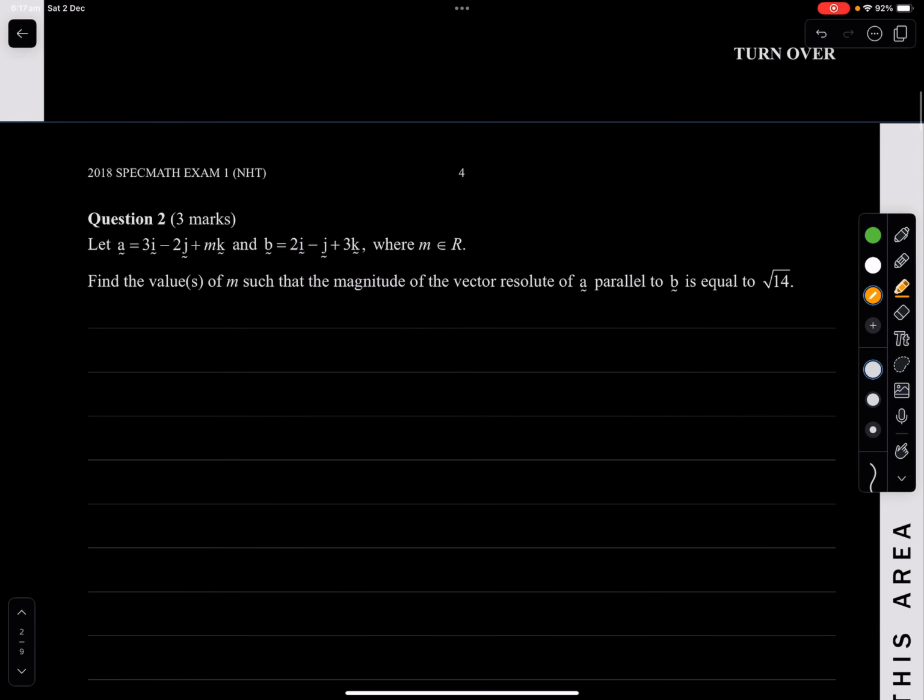So question 2. Let A be this vector and B be this vector, where m is an element of the reals. It says: find the values of m such that the magnitude of the vector resolute of A parallel to B is equal to root 14.